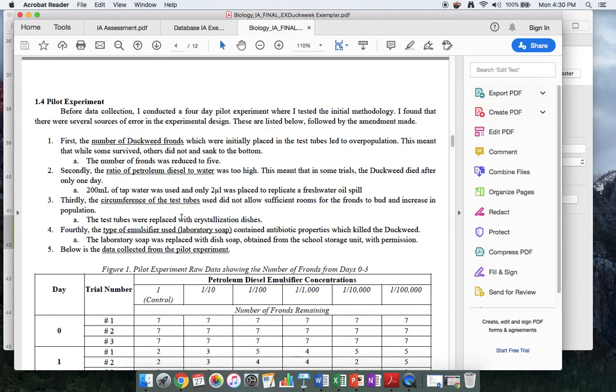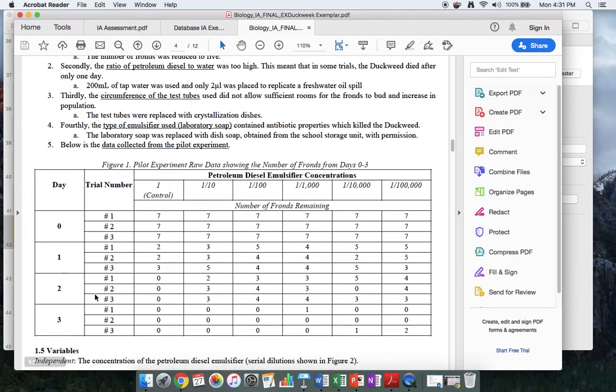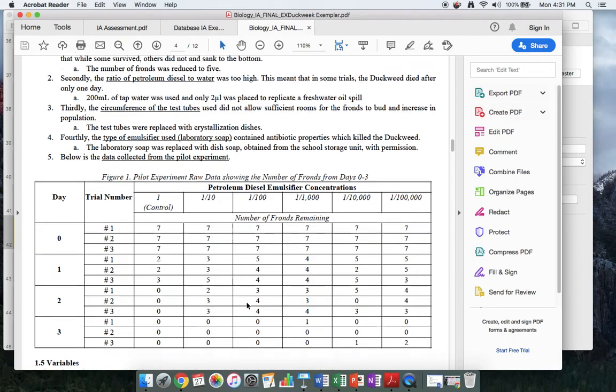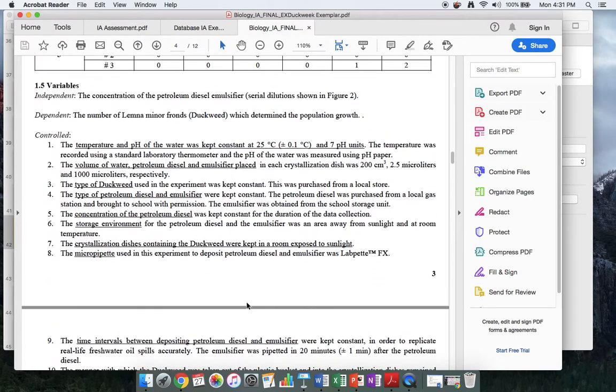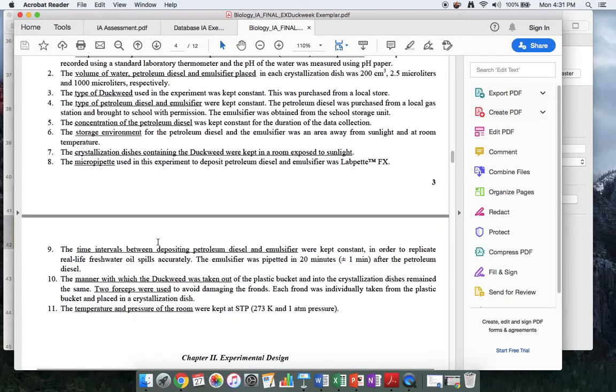So these are a lot of things they learned from their first pilot experiment that they needed to change for the full experiment. It was run over 3 days. It wasn't a huge experiment, but it gave them a lot of really valuable information. Okay, they have their independent variables, the number of fronds, and the concentration of the petroleum diesel, with the emulsifier as an independent variable. And look at all these constants.